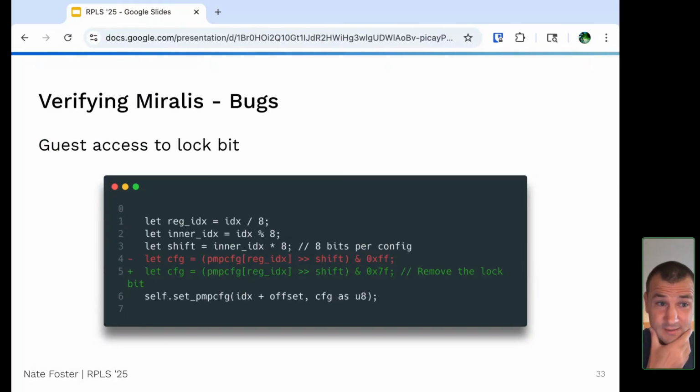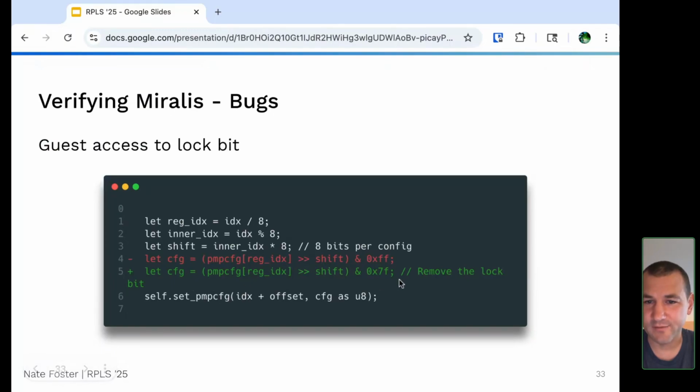And so as a result, the guest is able to control a particular bit, which is called the physical lock bit. And when this bit is set, then the entry can no longer be changed, and the memory protection is the same as in M mode. So in other words, the guest would be able to change the memory protection of the host arbitrarily. This is pretty bad as a bug because that's not something that a VM should be allowed to do.